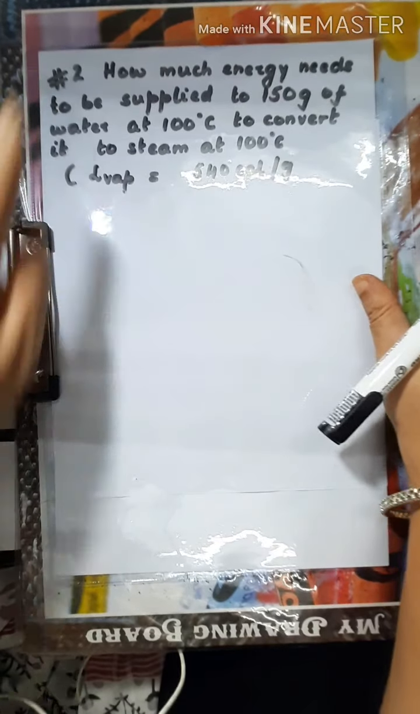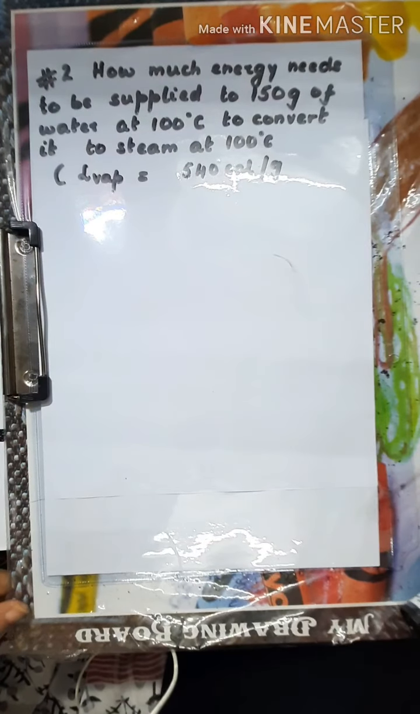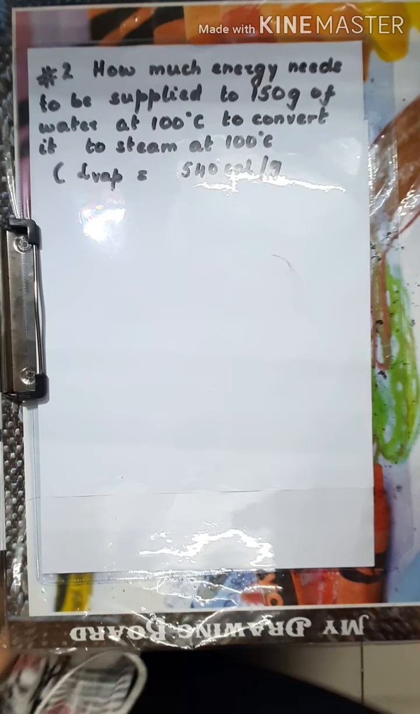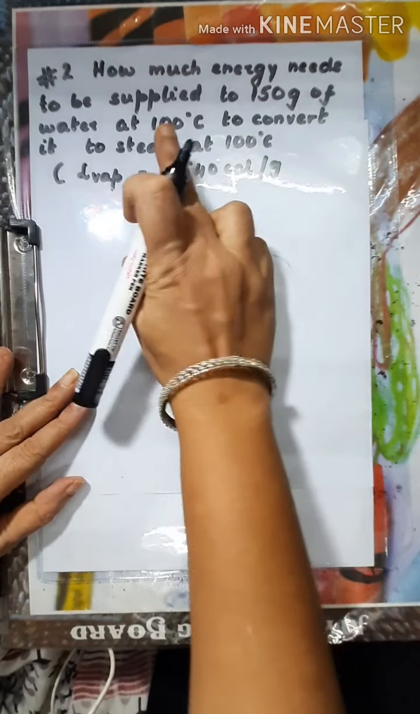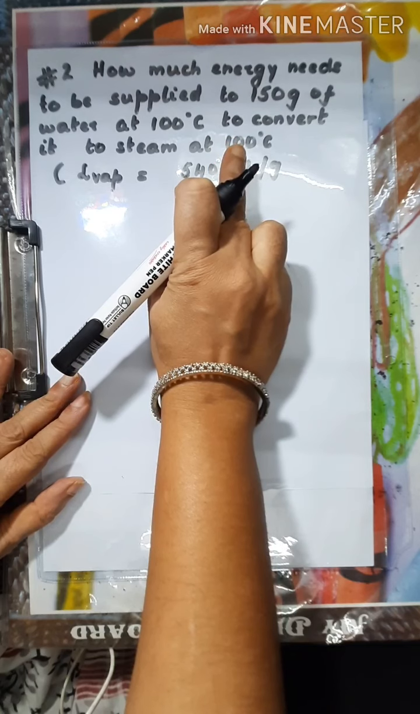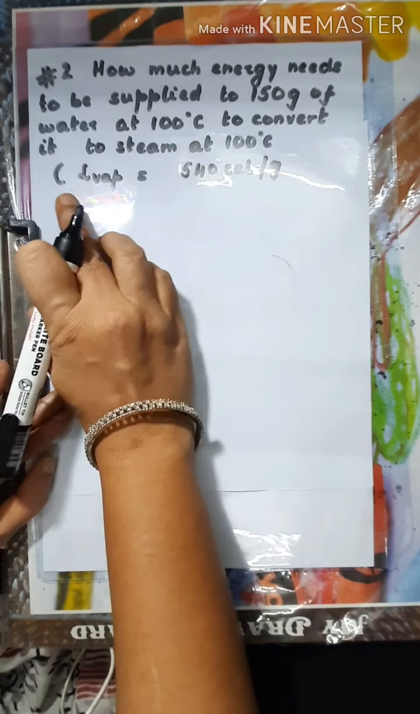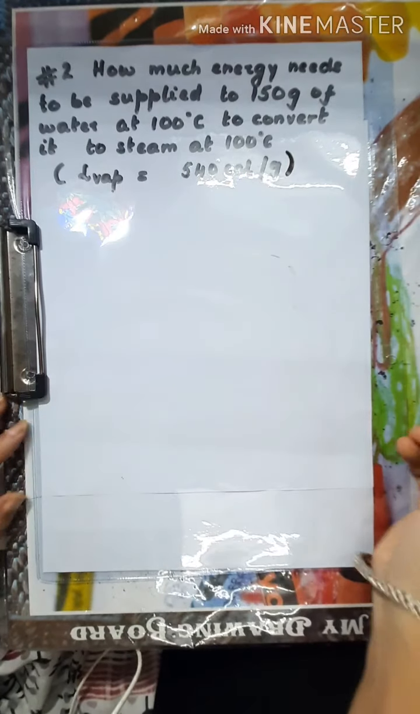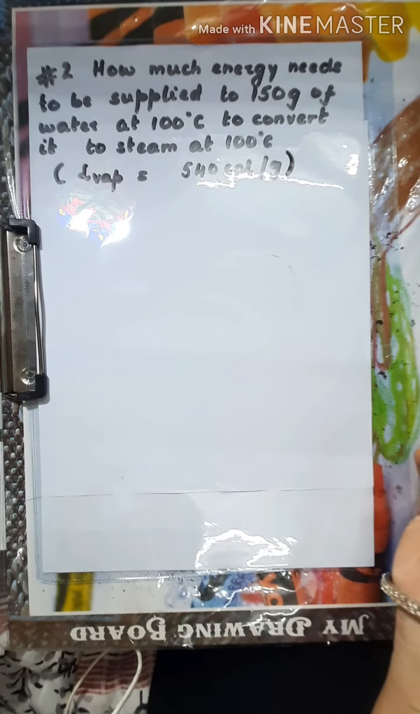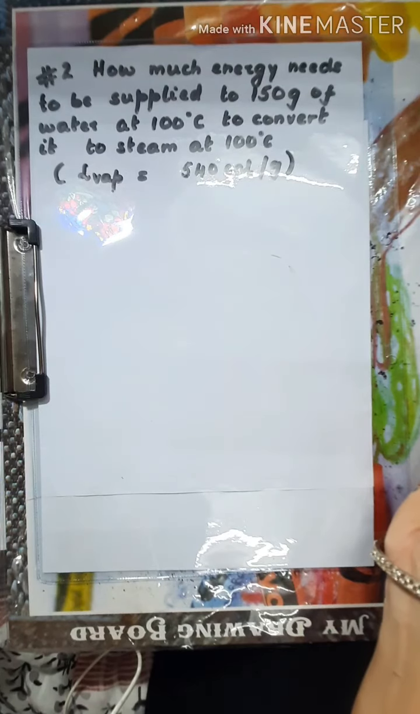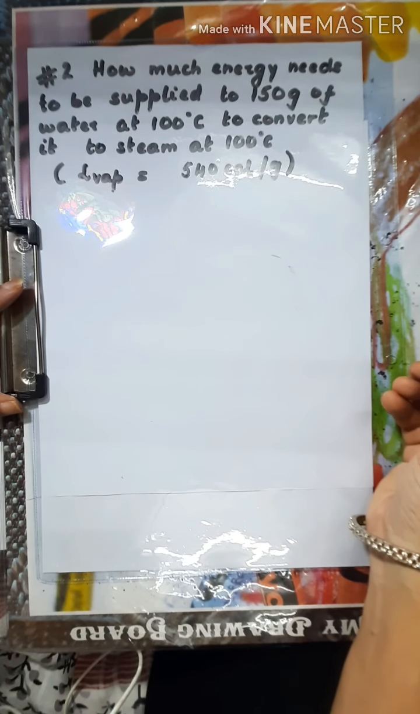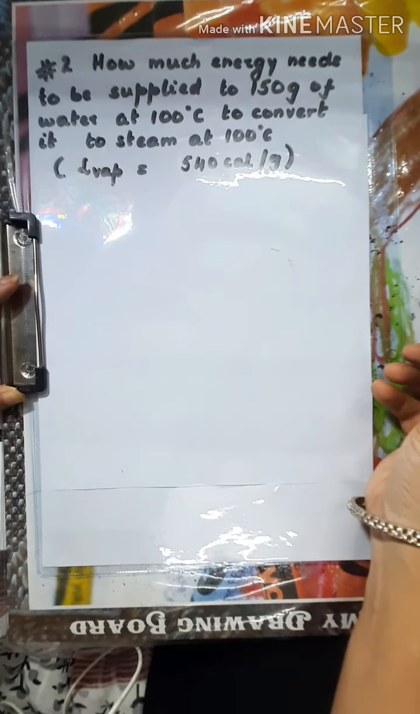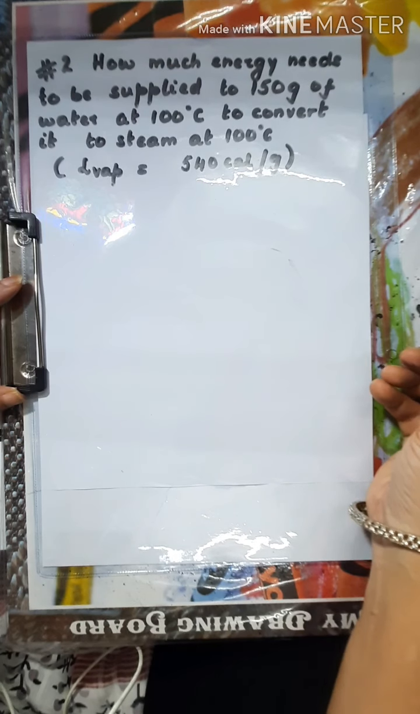Correct? Now, question 2. How much energy needs to be supplied to 150 grams of water at 100 degrees to convert it to steam? Here they have given you latent heat of vaporization, but sometimes they do not give this. You must know latent heat of vaporization of water is 540 and latent heat of fusion is 80 cal per gram or kilocal per kilogram, right?